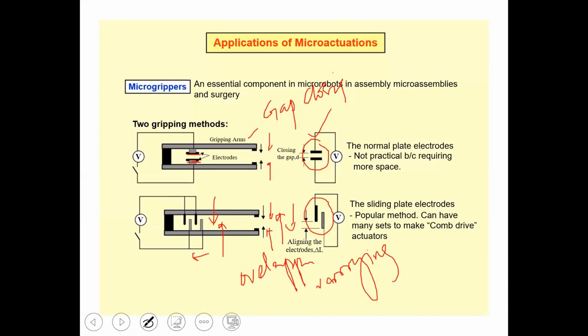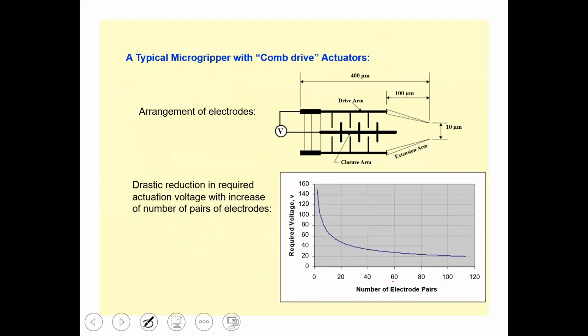We can use these electrostatic actuators for the micro grippers. Another format of the electric actuator is the comb drive. This is the very popular comb drive because these are the fingers. These look like fingers, so they are assumed to be a comb drive. So comb drive is a very interesting sort of mechanism.